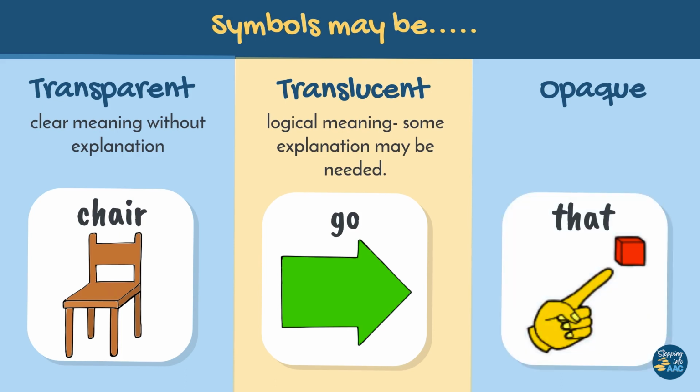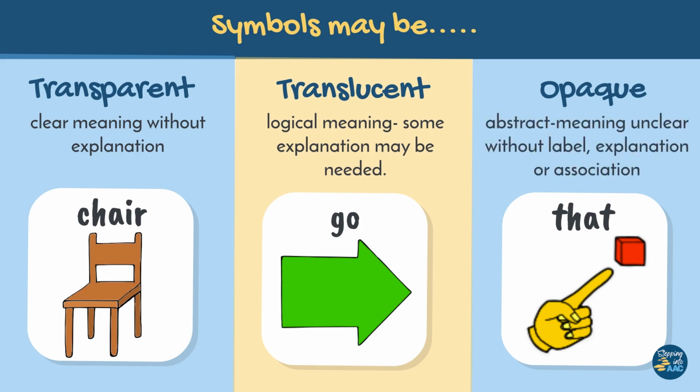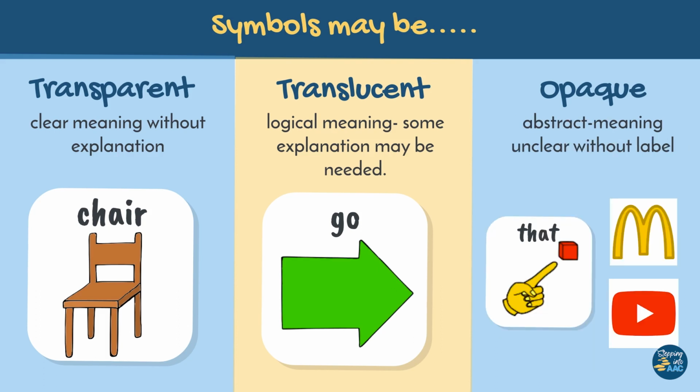That is an example of an opaque symbol. It cannot be clearly translated into an image to represent its meaning. Images require explanation to be understood. Notably, both McDonald's arches and the YouTube icon are opaque symbols. Just as we benefit from talking about the features of symbols to understand their representation, many AAC learners learn about symbols when we discuss them.